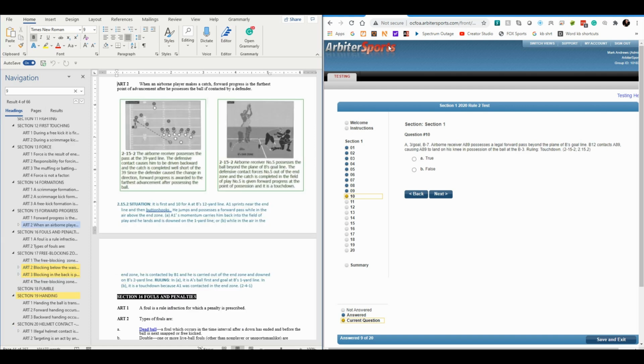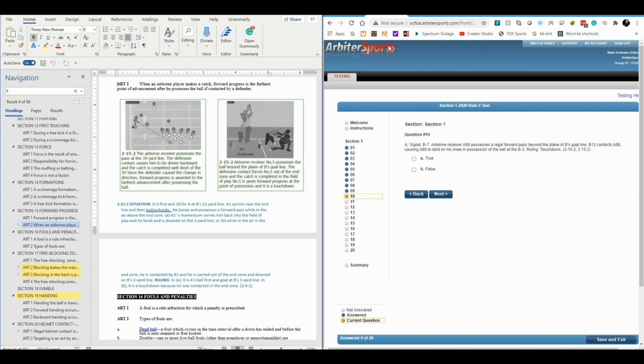Okay, question number 10. And guys, pay attention to this one, because this is an easy one to screw up. We have so many rules regarding the goal line. We've got to keep them all separate. A, third and goal at the B7. So there's 7 yards from a touchdown, right? Airborne receiver A89 possesses a legal forward pass beyond the plane of B's goal line. B12 contacts A89, causing A89 to land on his knees in possession of the ball at the B3, ruling touchdown.